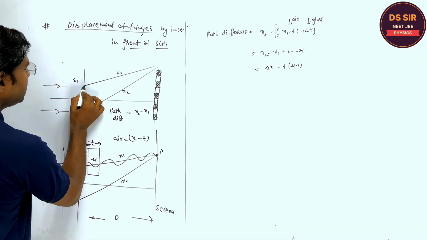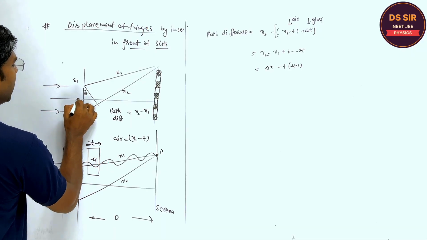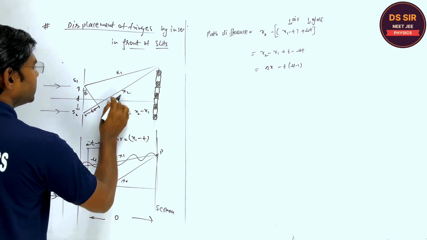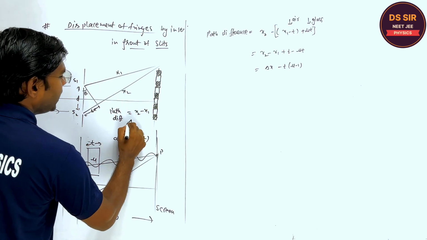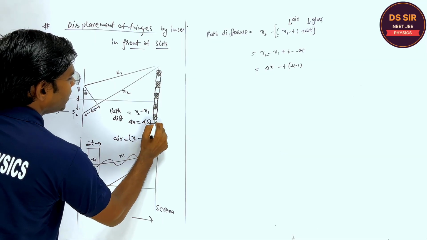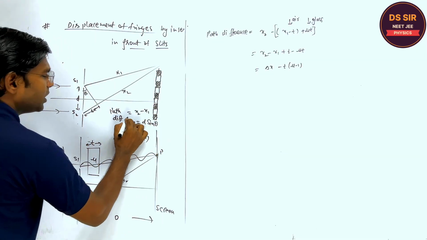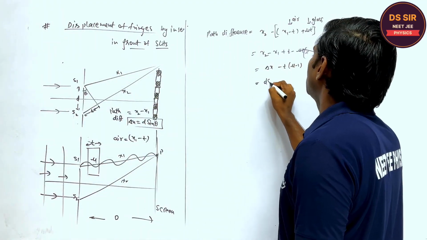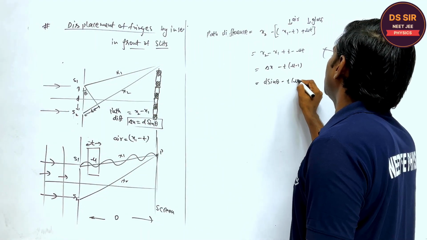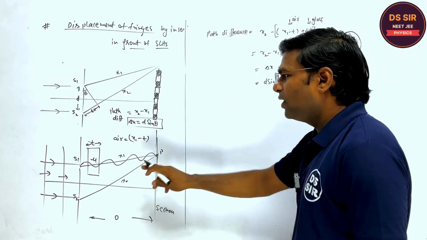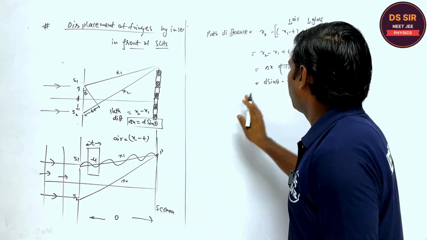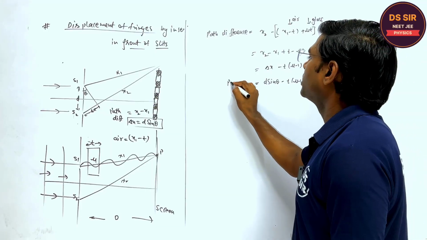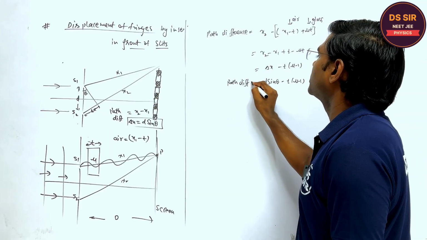If this is the angle theta and this is d, are you getting? Geometrically, delta x is equal to d sin theta. So the path difference is d sin theta minus t into (mu minus 1). So when the glass slab is inserted, the path difference is d sin theta minus t(mu minus 1). This is the path difference. All right.